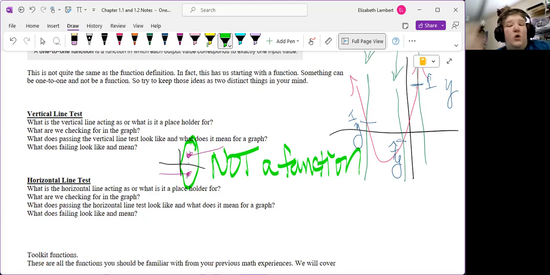So think about what we just went over with the vertical line test. That vertical line was a placeholder for an x value. So when we do the horizontal line test now, a horizontal line is a collection of all the points that share a y coordinate. So a horizontal line is a placeholder for a y value. What I'm checking for is just like the vertical line test, it's just what we're using and what it means. If it only hits the graph once with a horizontal line, then it is one-to-one. One-to-one means that the inverse of this graph will be a function.